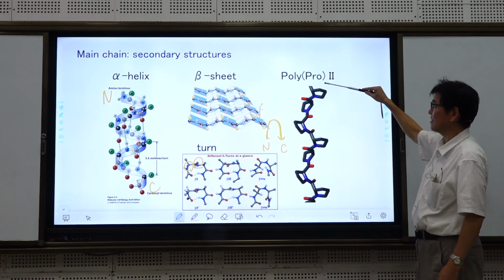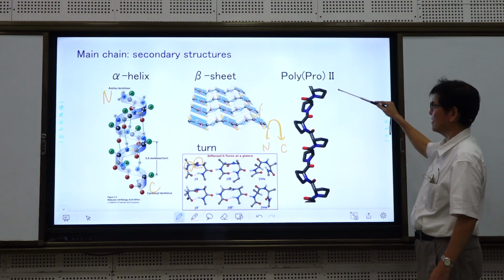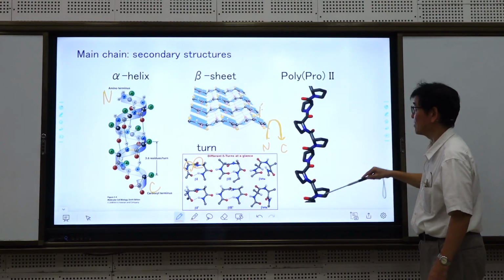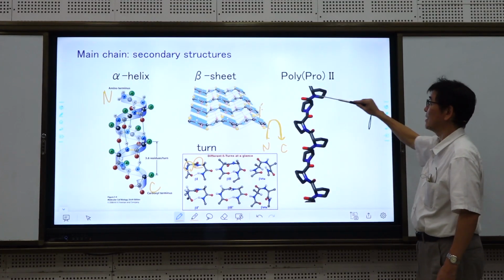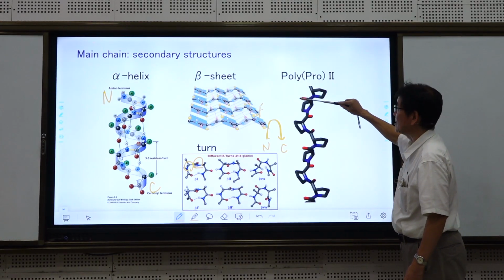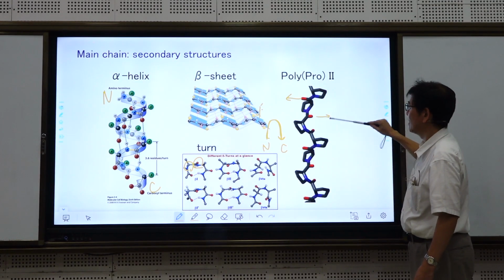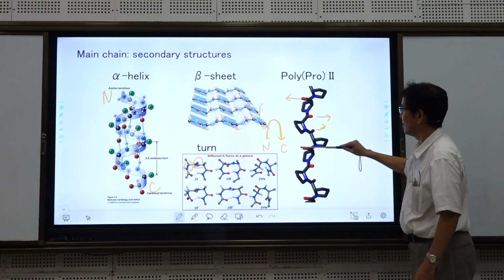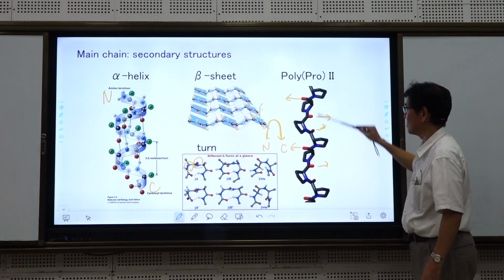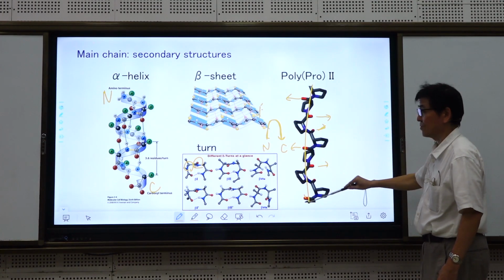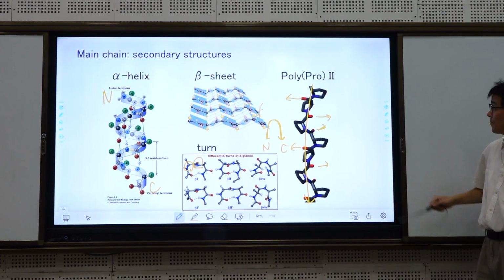So in this case, this conformation is found in polyproline, and in this case, the CO bond directs perpendicular to the extending direction of the main chain.